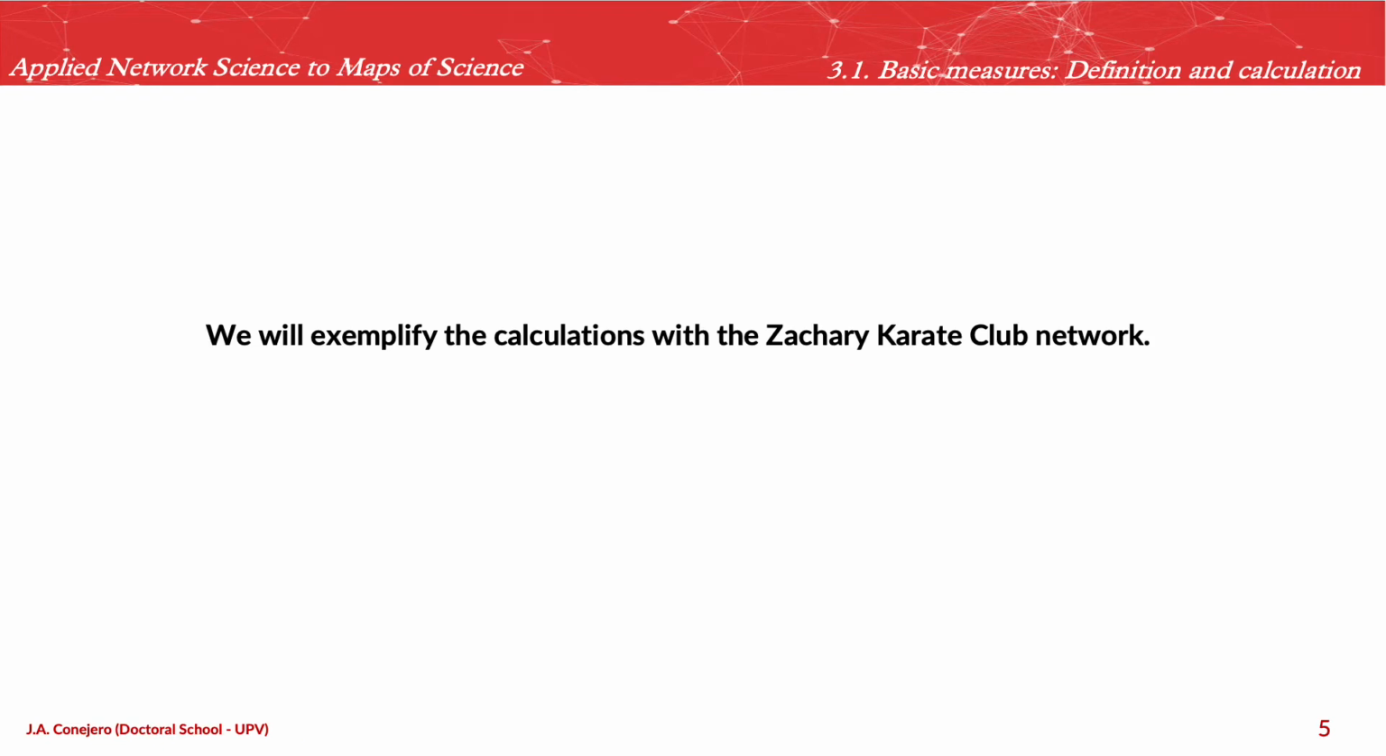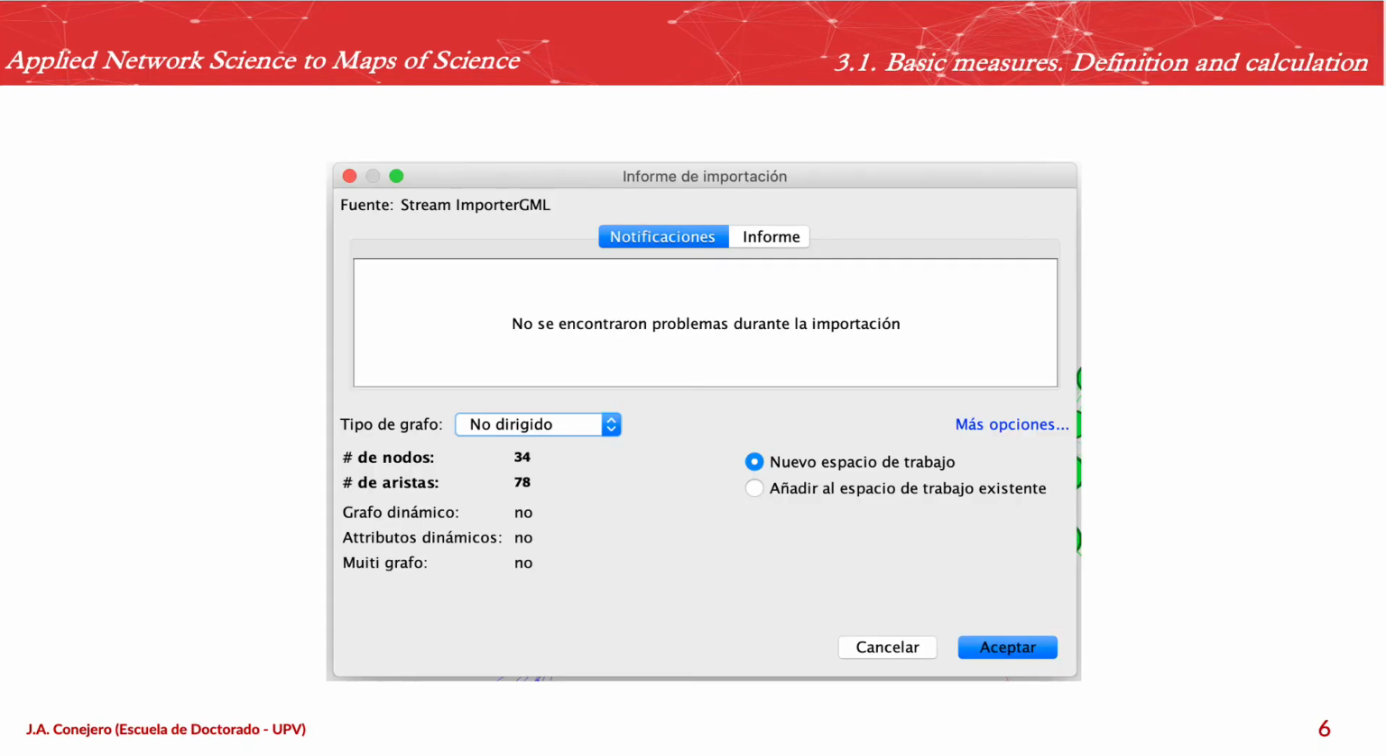For doing the calculations, we are going to use the Zachary Karate Club network, which is already loaded in Gephi. When you open Gephi, you have access to this network. You can load it, and you will see that it has 34 nodes and 78 edges. In this case, it is introduced with just one edge per pair, in one direction. So we have 2,1 and not also 1,2. In order to have both, we have to say that it is non-directed.